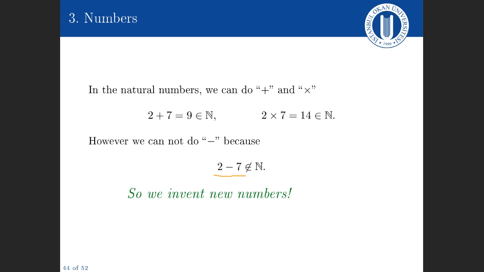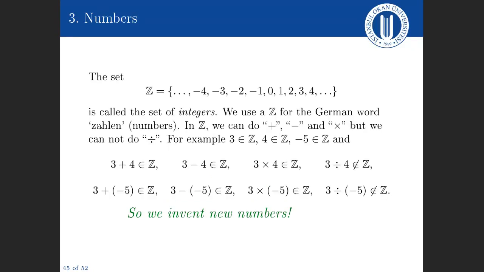So what can we do? What did humans do in our history when we wanted to start doing subtraction? Humans invented new numbers. And the numbers that we invented were the integers. That's all of the natural numbers, 1, 2, 3, 4, 5, etc. And now we're going to allow 0, and we're also going to allow the negative numbers.